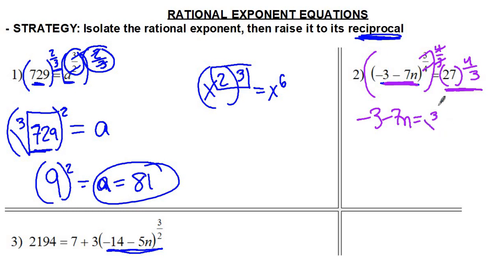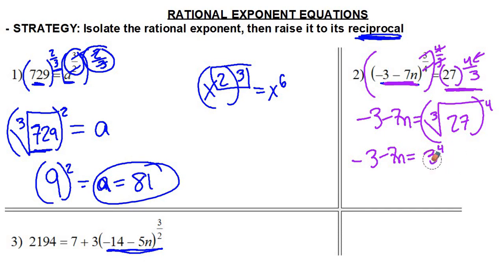We're taking the cube root. And what power are we raising to? We're raising to this power, to the 4th power. Okay, so this becomes -3 minus 7n. The cube root of 27 is 3. And then 3 to the 4th power is equal to 81.